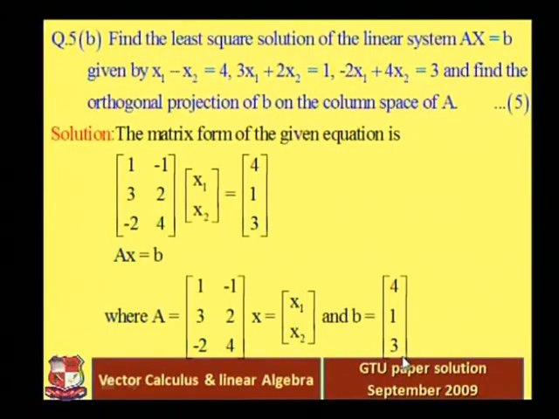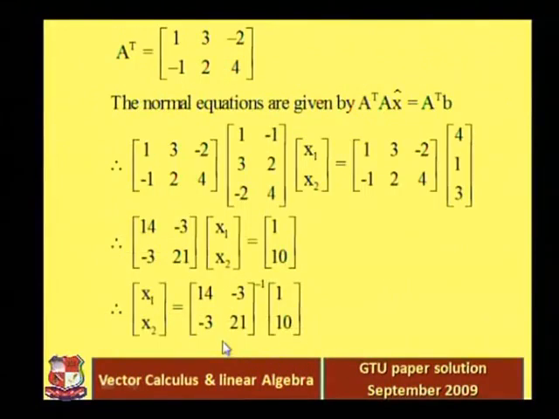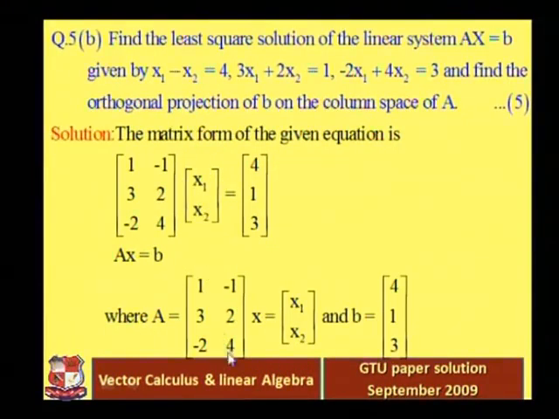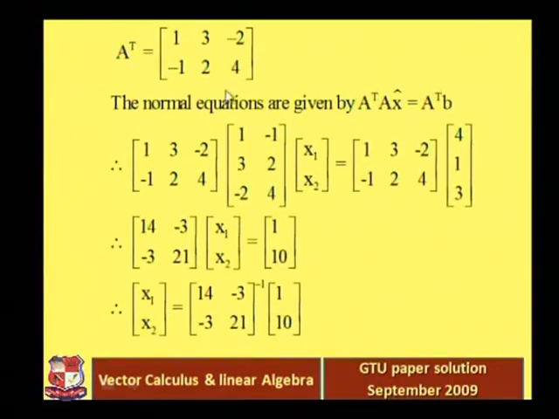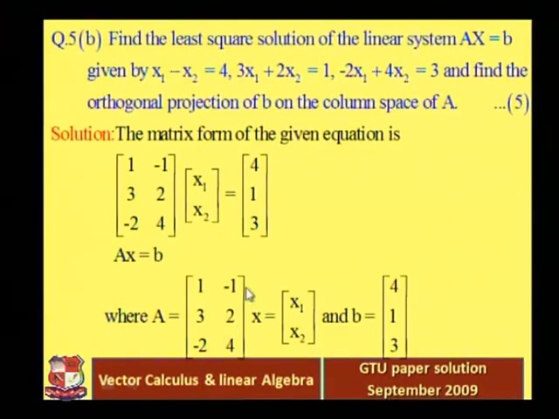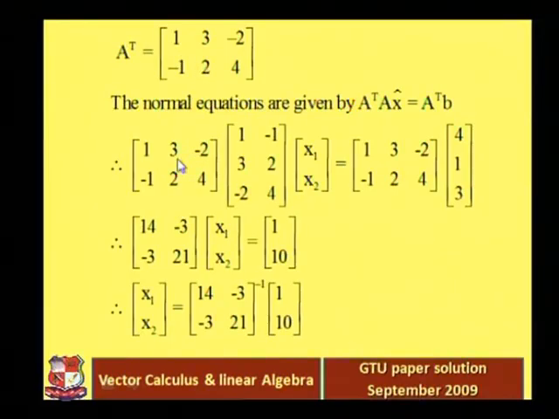We need A transpose, so this is our A transpose: 1 3 minus 2, and minus 1 2 4. The normal equations are given by A transpose A x caret equal to A transpose b. So A transpose, that is 1 3 minus 2, minus 1 2 4, times A, which is 1 minus 1, 3 2, minus 2 4, times x1 x2, equal to 1 3 minus 2, minus 1 2 4, times 4 1 3.